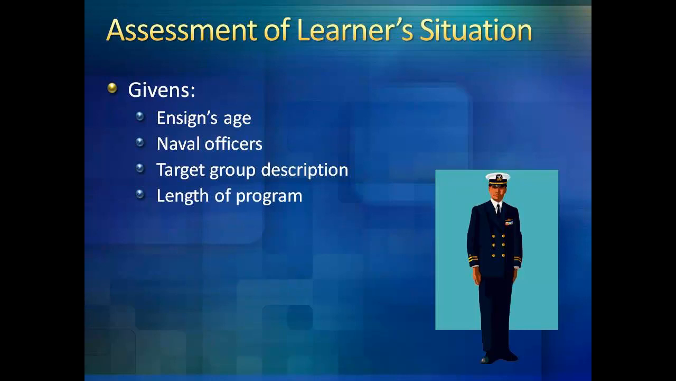The things that we know about the ensigns for the current learner's situation are that the ensigns are roughly 23 years of age with a high educational background. All are college graduates with high reading and cognitive skills. They are naval officers that are in their first years in the Navy as officers. The target group is most likely homogeneous and consists of upper socioeconomic status. The length of time for the SWOSDOC program is 9 months, both on-site and aboard ship.